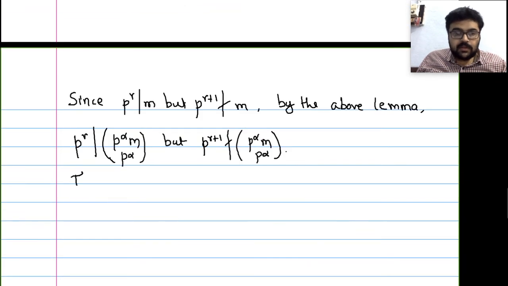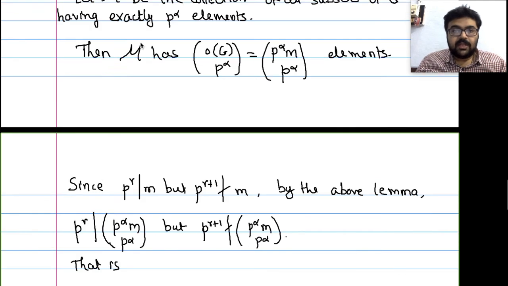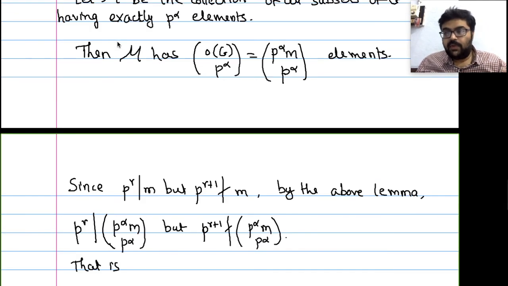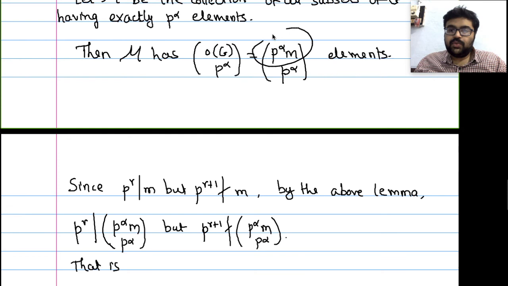That is, what is this term? This is nothing but the number of elements in M. What is in M? We form subsets. We are forming subsets of G having exactly p power alpha elements. So how many such subsets do we get? We have the total number of elements, p power alpha m, and we choose p power alpha of them. So M has so many subsets of G.